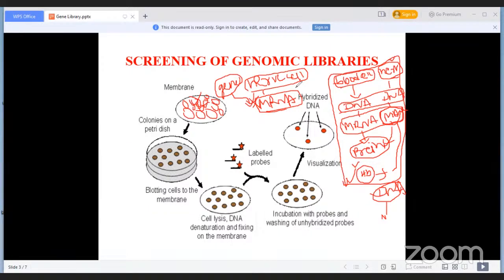In the same way, cDNA also. If they ask about cDNA, just write about construction and screening. If they ask comparison, just compare with genomic library. Is it clear?